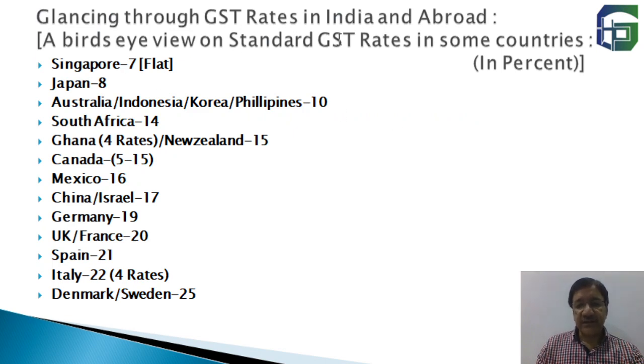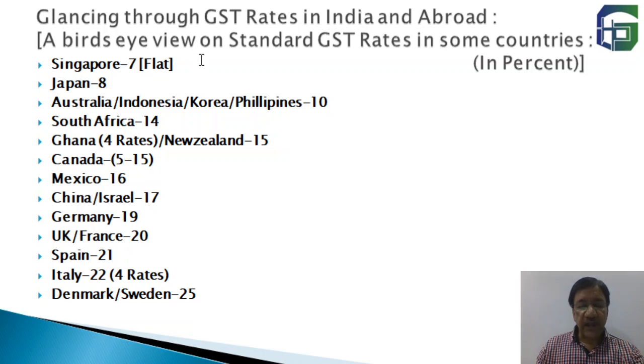Glancing through the GST rates in India and abroad. Here you see Singapore 7% flat rate, Japan 8%, Australia, Indonesia, Korea, Philippines 10%, South Africa 14%, Ghana and New Zealand 15%. Canada has 4 rates: 5 and 15%. Mexico 16%, China, Israel 17%, Germany 19%, UK, France 20%, Spain 21%, Italy 22%, and Denmark and Sweden 25%.